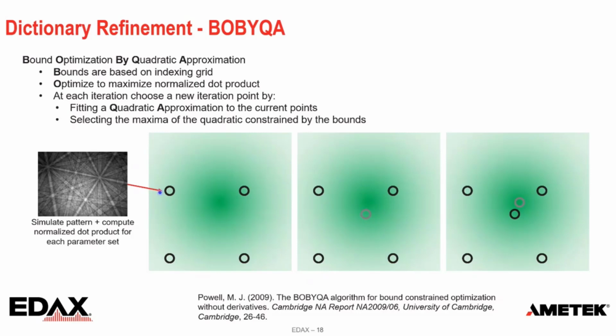So what BOBYQA does is you start with your 4, or in 3D, because of the 3 degrees of orientation freedom, 8, but conceptually the same. You start with your grid points, you fit a quadratic to these and say, based on the value of the function I've measured at these 4 points, where would the peak of the best fit quadratic lie? And that's this gray point. You evaluate that function, you update your quadratic fit, and you keep repeating until you reach some convergence criterion to say, yes, this is the peak.